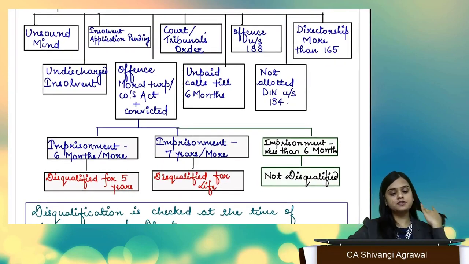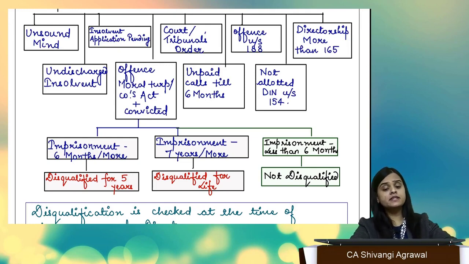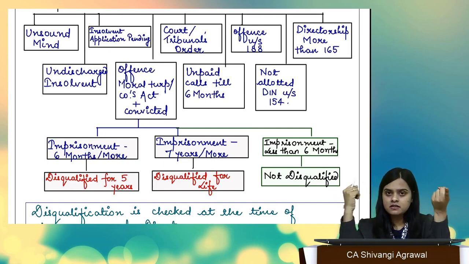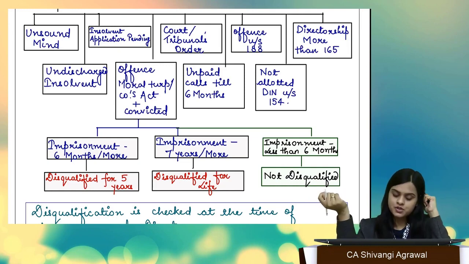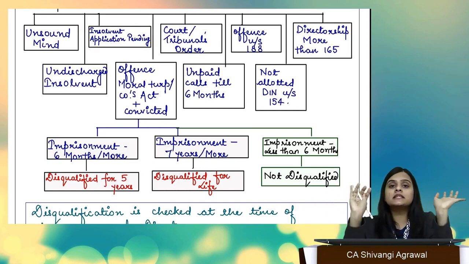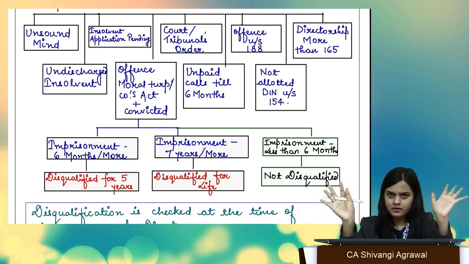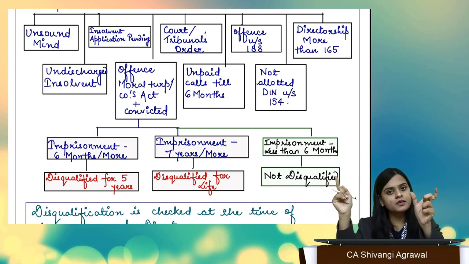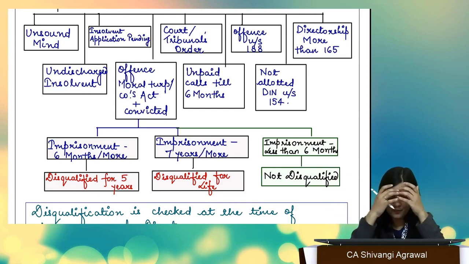First of all, the 9 grounds of disqualification that have been given in section 164(1). First is unsound mind. It doesn't matter whether I consider myself of unsound mind or not; I have to be declared so by the court. Second, undischarged insolvent. The court has declared you as insolvent, but you have not been discharged yet. So in that period, you are an undischarged insolvent. Third, if you have applied for insolvency, but the court has not yet declared you insolvent or solvent, that means your application is not disposed of yet. During that tenure also, disqualification is attracted to you.